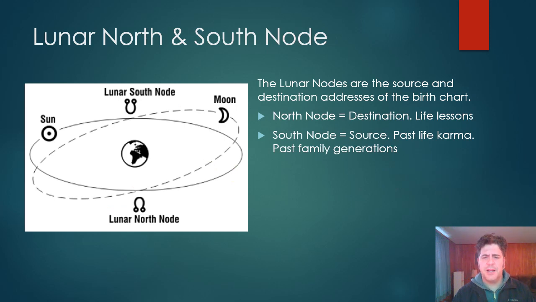So if we look at the lunar nodes as the source and destination address, using the package analogy we've used for this series, the north node represents the destination and our life lessons that we're to learn. And the south node is where we're coming from, which could be past life karma or past family generational mindsets that have been passed down that you're evolving from.